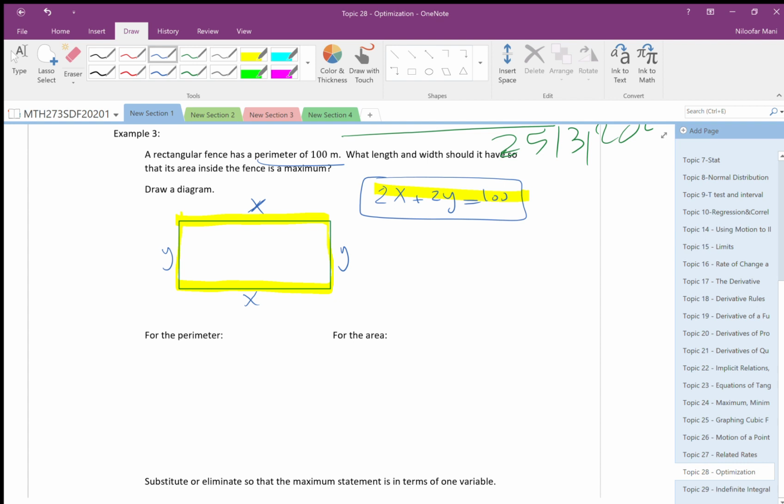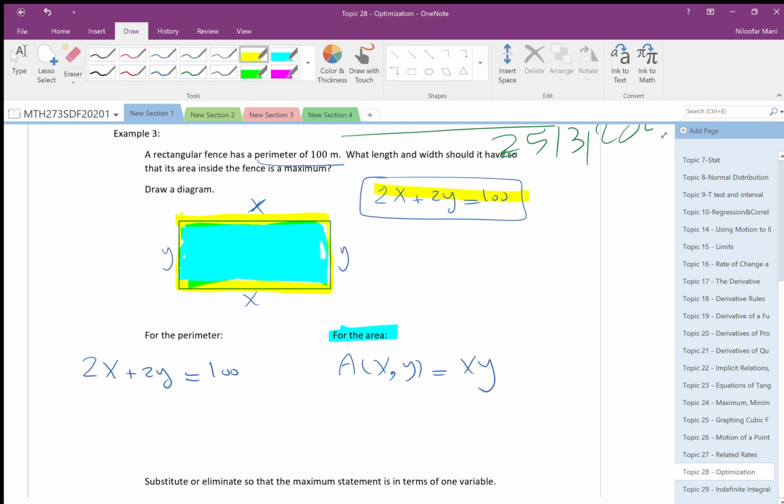So what is area? For the perimeter, I write 2x plus 2y equal 100. And for the area, I say with x and y, it is xy. So I multiply them, x and y. So the area is a function based on both x and y. The area is this part, all the part that you see here, and the perimeter is this one. So this is the situation.